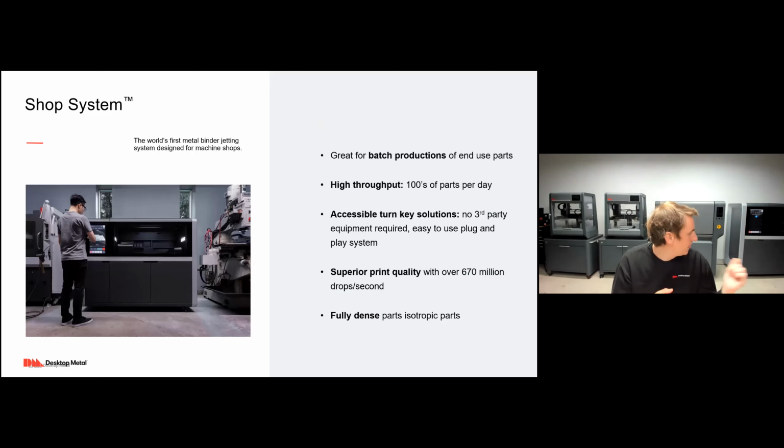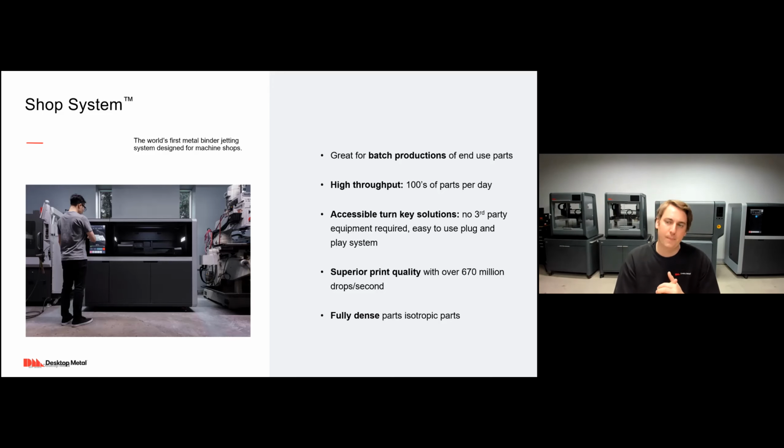When we want to talk about some of the higher volume applications, we're going to be talking about the Shop System, which you can see, the edge of here to my left. This is a binder jetting machine that's designed for machine shops. It's great for batch production of end-use parts, high throughput. You can produce hundreds of geometries per day, hundreds of unique parts per day, or hundreds of the same parts per day. It's very, very accessible still, turnkey solution. You don't require any third-party equipment, plug and play.